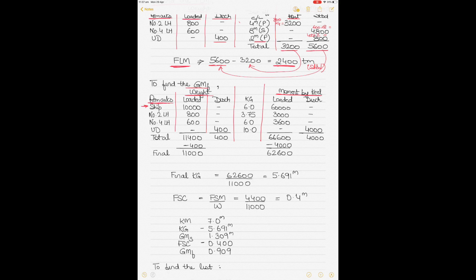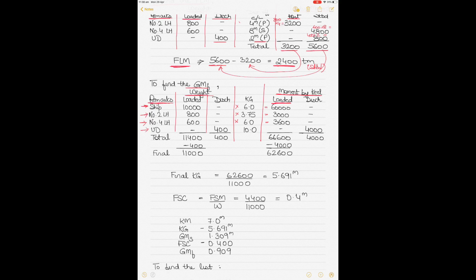So moment by the keel will be 60,000, 6 multiplied by 10,000. That is, the displacement is included in the moment. Then number 2 hold, 800 tons was loaded. That also becomes part of the displacement of the ship. So if 800 tons is loaded and the KG was 3.75, multiply 800 by 3.75, you will get 3000, and you put it under the moment of loading. Number 4 hold, also 600 tons was loaded, becomes part of the displacement. You will calculate it as 3600.